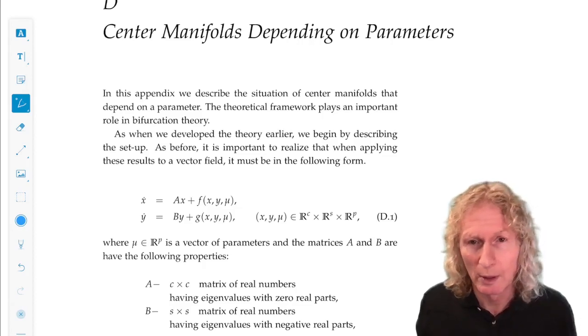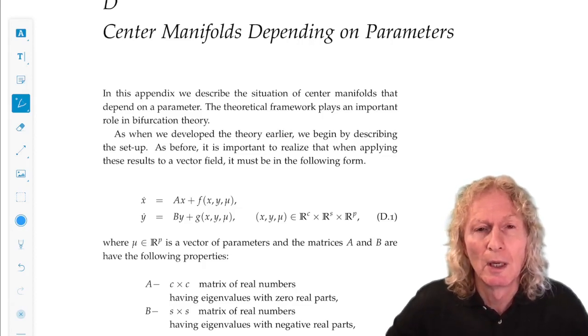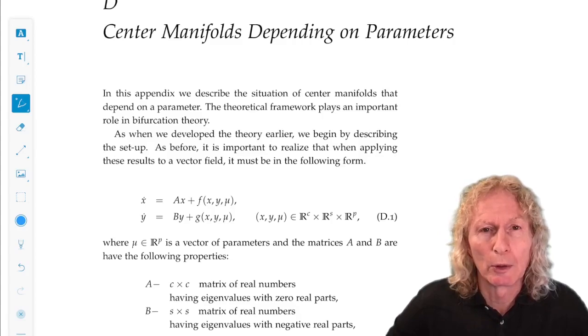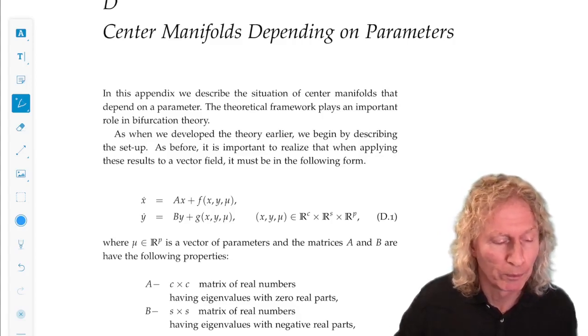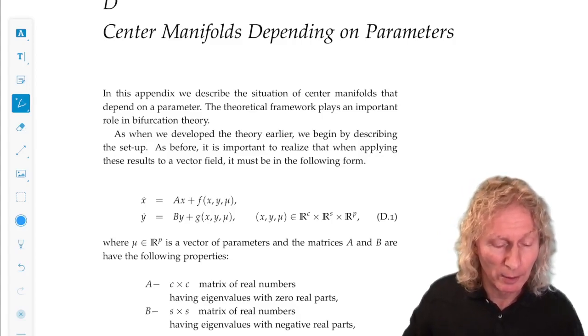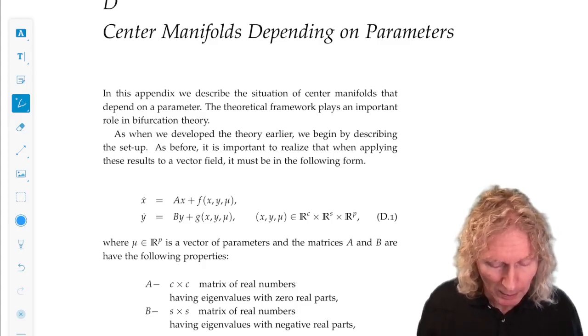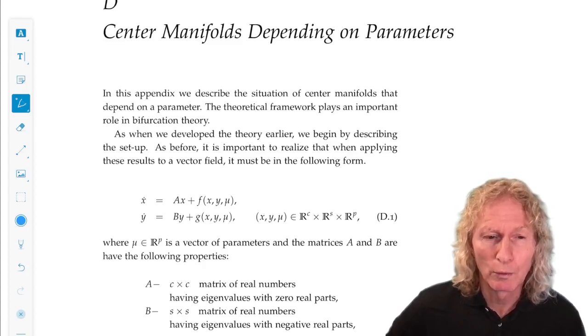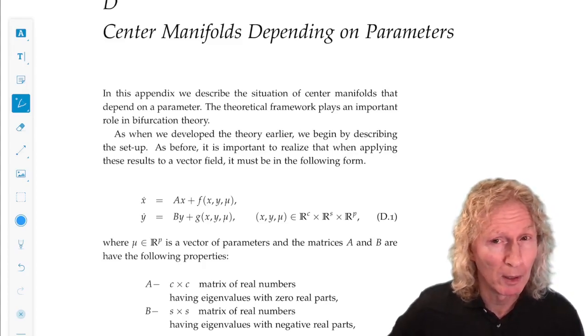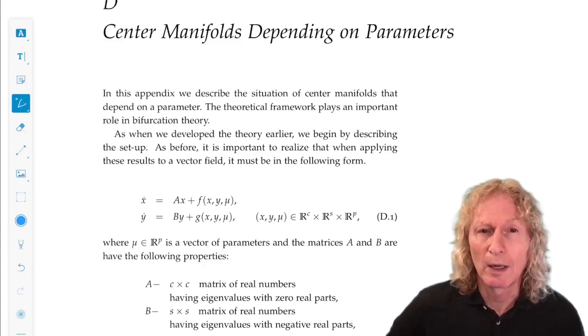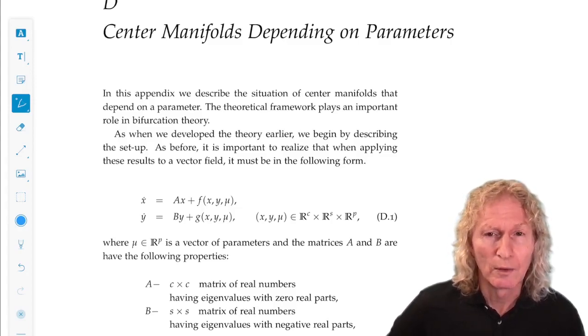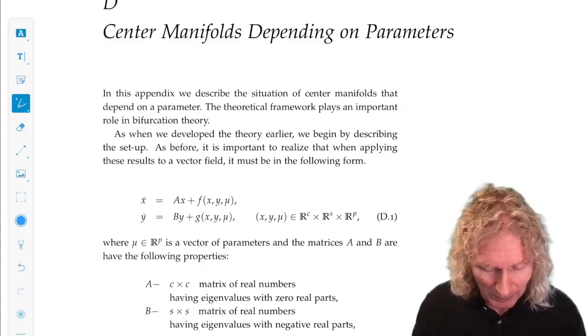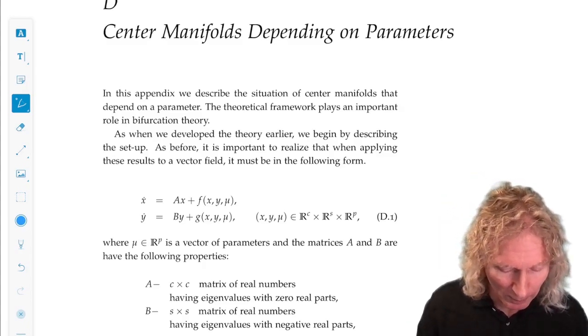Now, we looked at a lot of parameter dependent systems when we were looking at bifurcation theory, and there is a relation there, and that should be clear because center manifold theory was useful when we had non-hyperbolic fixed points, and bifurcation always was associated with non-hyperbolic fixed points. So let's see how they might be related together.